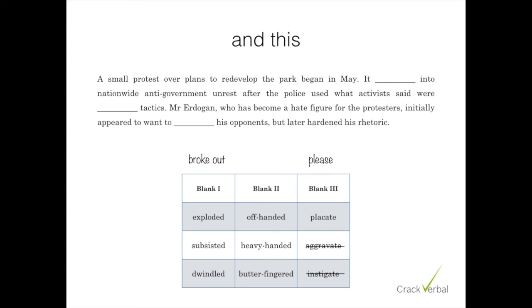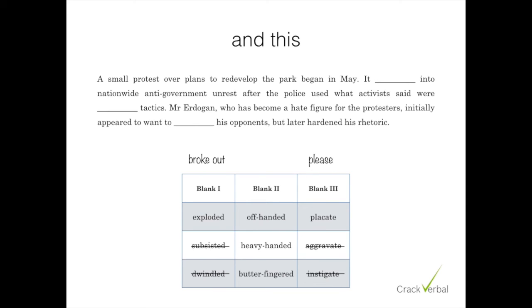Let's work with that. Going to the answer options, I realized that subsisted means to survive. It doesn't give that context of expanding violently. Let me get rid of that. The word dwindled means to go down, to decrease in intensity or number. That doesn't make sense either. I'm going to get rid of that as well. The word exploded makes perfect sense in context. It means to expand and expand violently. Let's keep that. That is the answer for blank number 1.